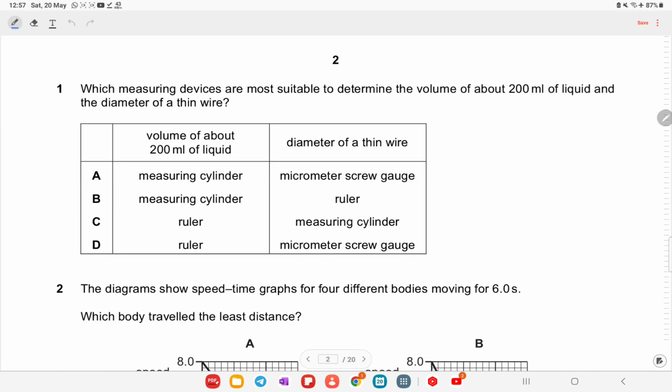Which measuring instruments are suitable to determine the volume about 200 ml of liquids and the diameter of a thin wire? So we need to find out the right instruments for this MCQ. For volume you will be using measuring cylinders, yes, but you cannot use these things. For diameter you are going to use a micrometer screw gauge, so this is going to be your right answer.